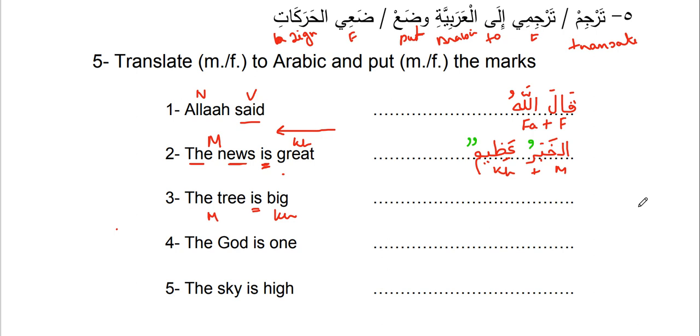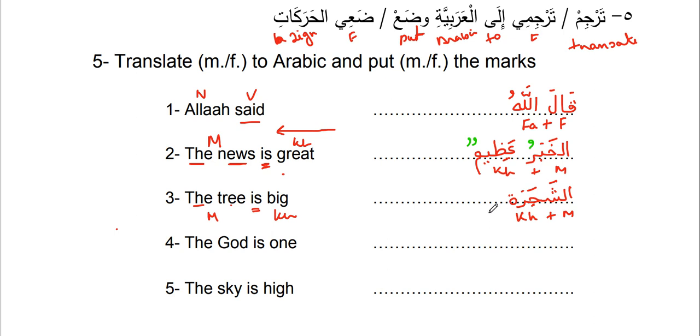We go from right to left, right? So what is the mubtada? The tree. What do you call tree in Arabic? Shajara. So ash-shajara. Now what will be the haraka on the last letter, ta marbuta? Let's finish with the khabar. Mubtada plus khabar, big.